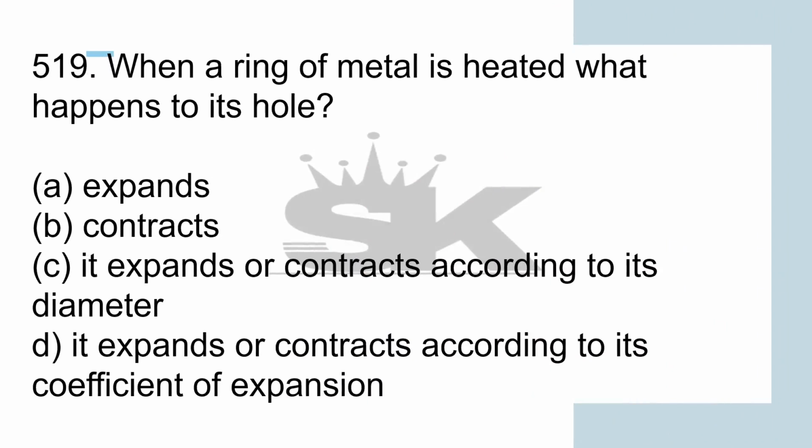Okay, when a ring of metal is heated, what happens to its hole? A hole in a material behaves just like a circle of that same material. Okay, it expands on heating. Okay, what's actually happening is that if it tries to expand inwards, it is contraction. Okay, it will have to compress itself and increase its density. Okay, so here the answer is expands.